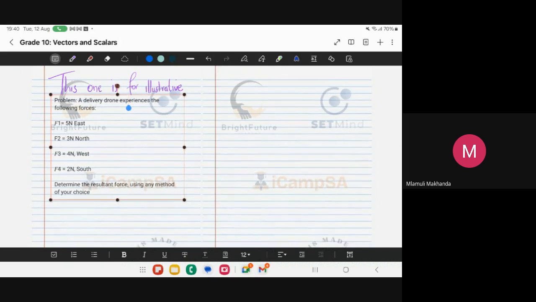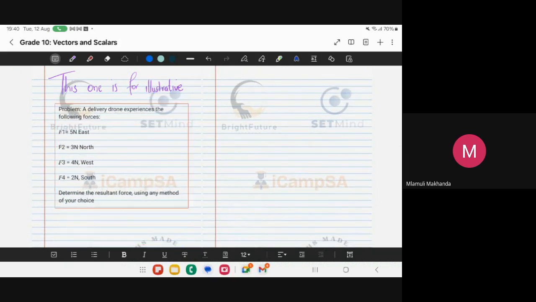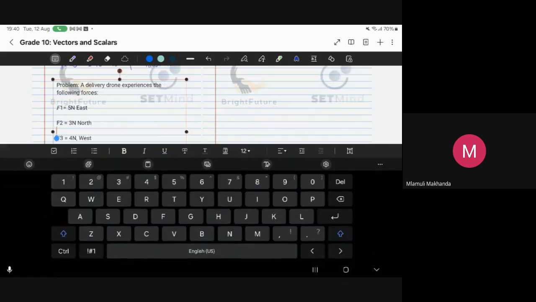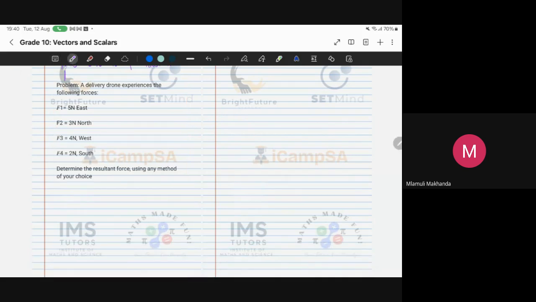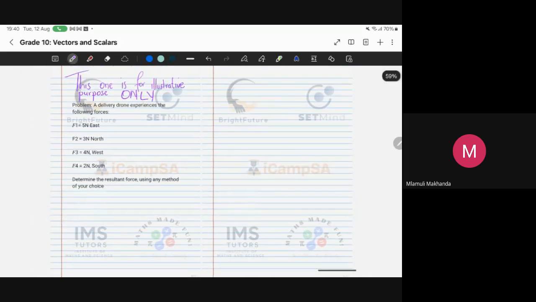Why is it doing that? Nice. Purposes only. Let me write that only in bold so that you don't think, oh my goodness, the exam is gonna chop me because I don't know how to do these things.